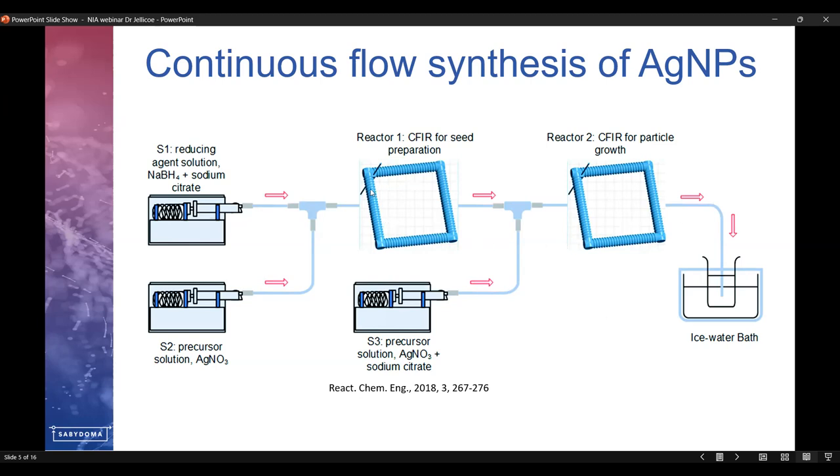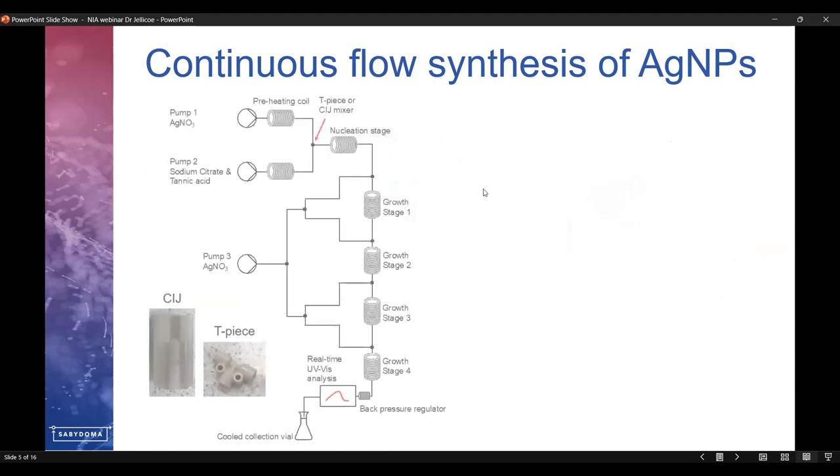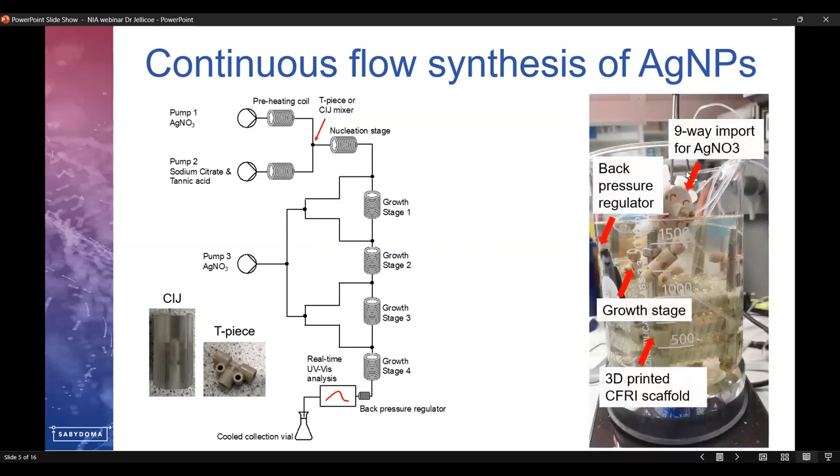What we did was we decided to make these squares and then coil the tubing around, and we're able to make multiple squares which are classified as growth stages, which I'll show in the next slide. So we have growth stage one, growth stage two, three, and four, and these can all vary, which is quite handy because we can add growth stages or take them away based upon how many CFIRs we have. And this is what it looks like in real time.